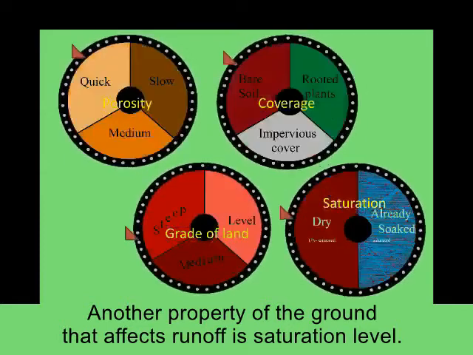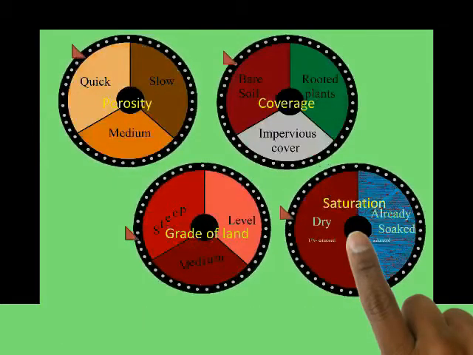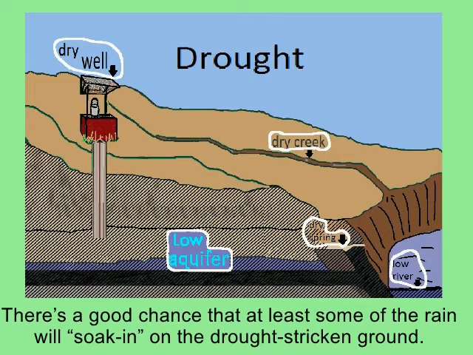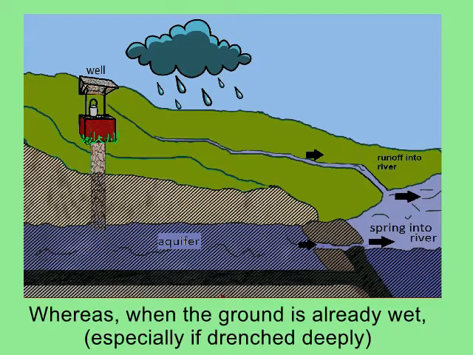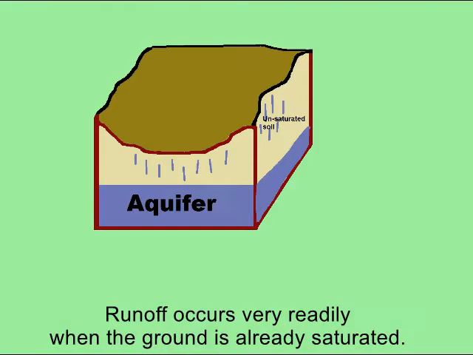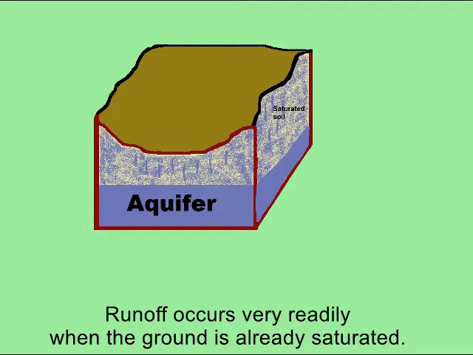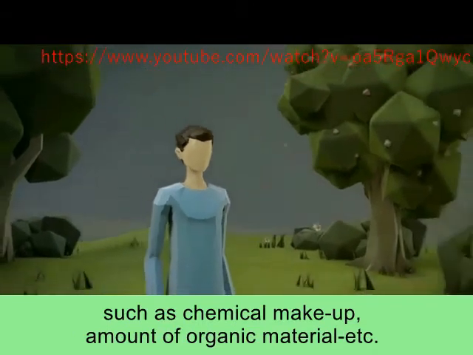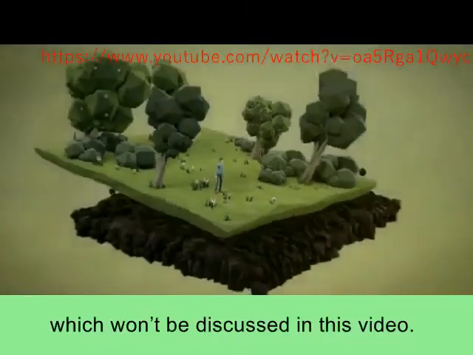Another property of the ground that affects runoff is saturation level. During a drought, the ground is definitely unsaturated. There's a good chance that at least some of the rain will soak in on the drought-stricken ground. Whereas, when the ground is already wet, especially if drenched deeply, we say the ground is saturated. Runoff occurs very readily when the ground is already saturated. And there are other ground properties, such as chemical makeup, amount of organic material, etc., which won't be discussed in this video.